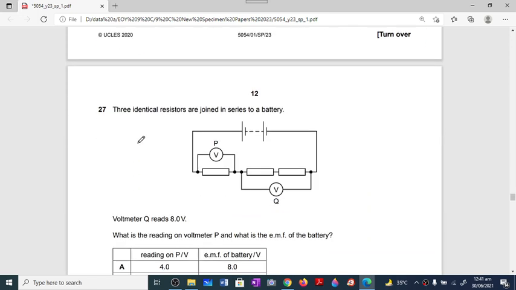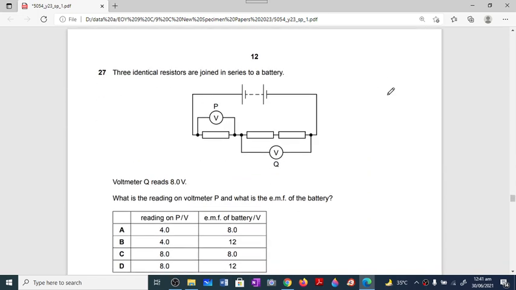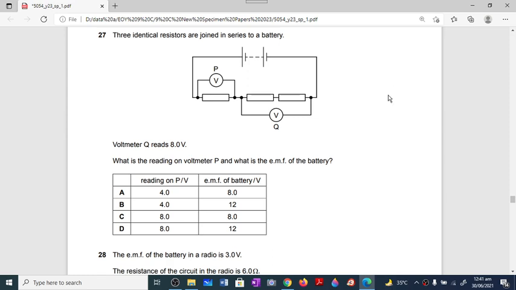For question number 27, three identical resistors are joined in series to a battery. The voltmeter reading will give you 8 volt. This voltmeter is reading 8 volt, and since the resistors are identical, 4 volt will be over here and 4 volt over here. He is asking what is the value of the reading. Because all these resistors are identical, it will also be 4 volt, and the total will be 4 plus 4 plus 4, which gives you 12 volt. So the EMF will be 12 volt and the reading will be 4 volt on the voltmeter P.